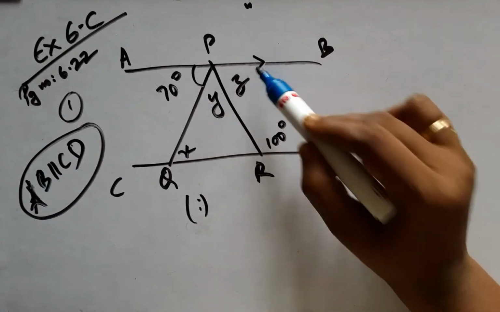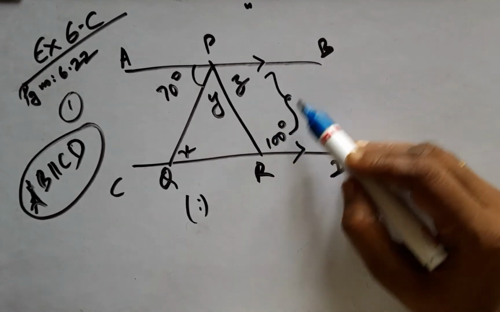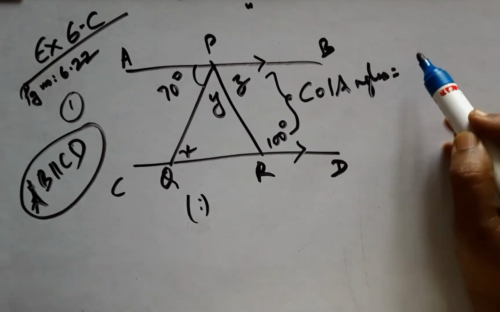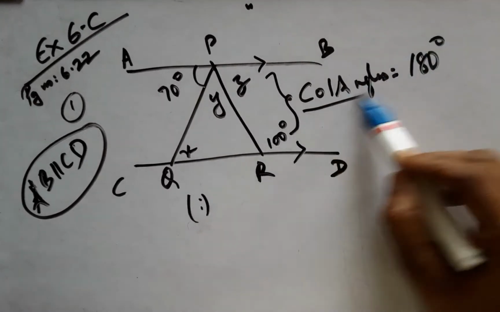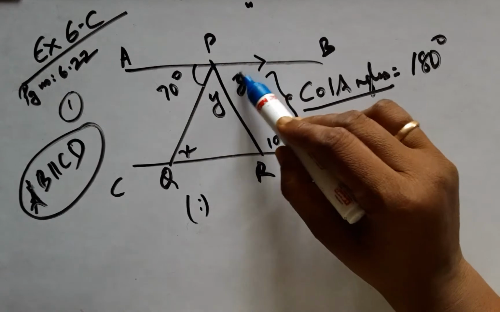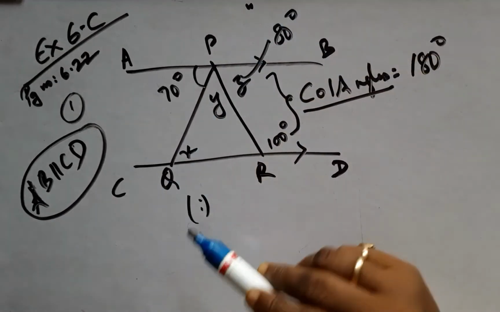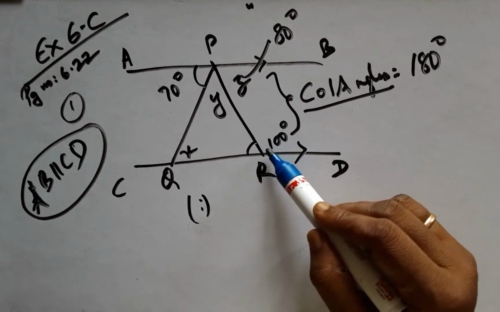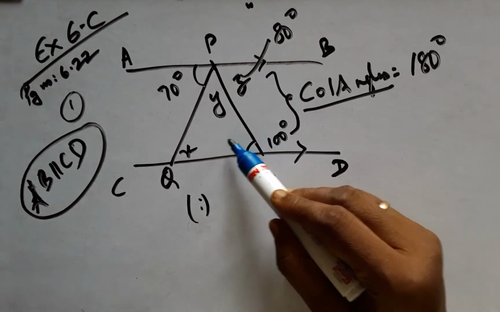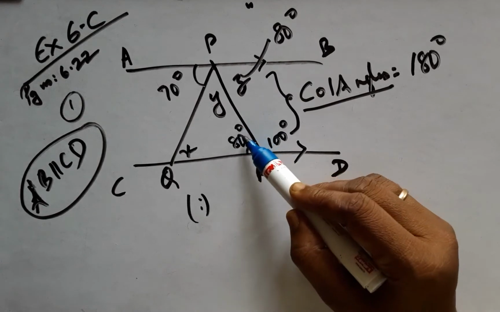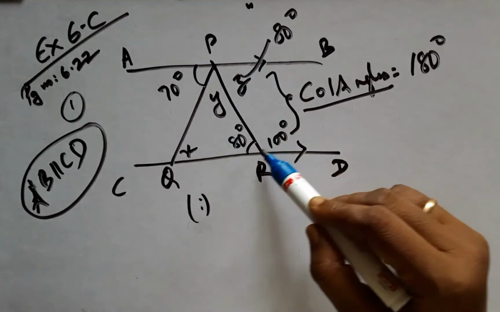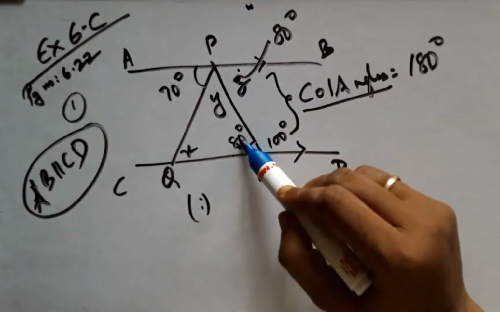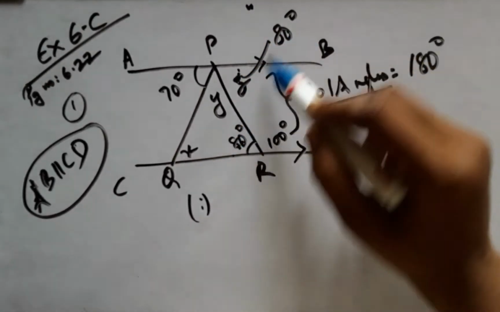See, this is parallel to this, so these two happen to be co-interior angles, and co-interior angles are supplementary. Sum of co-interior angles is supplementary, so our z will be 80 degrees. Now watch out, these two form a linear pair, and therefore this comes out to be 80. And as you know, for a set of parallel lines with a transversal, they happen to be alternate interior angles, and thus the rule stands satisfied herein.